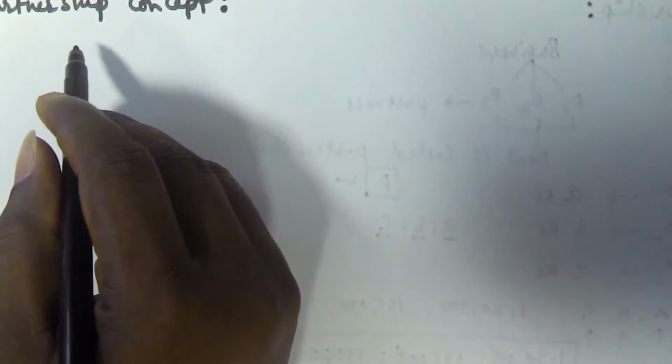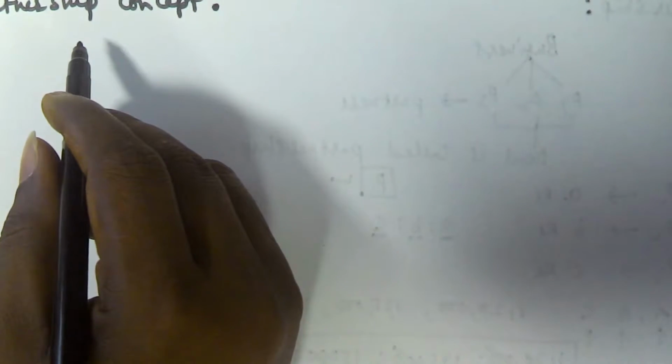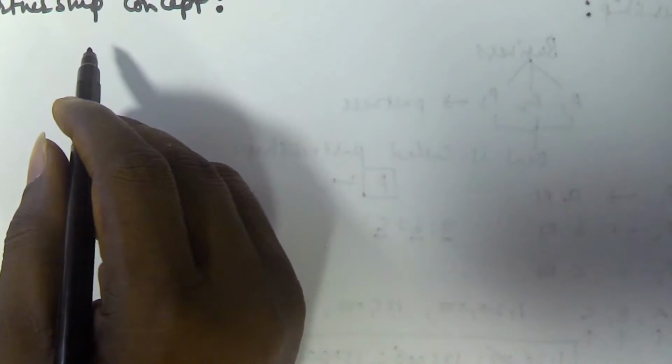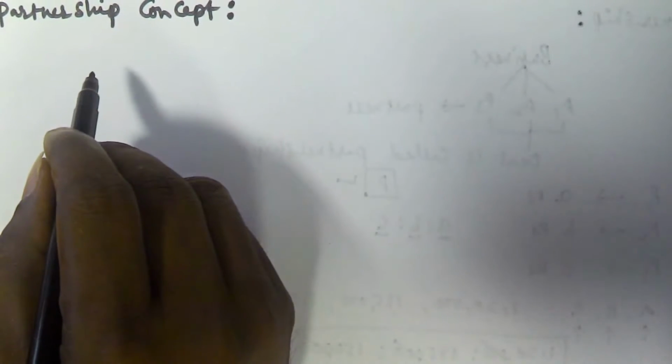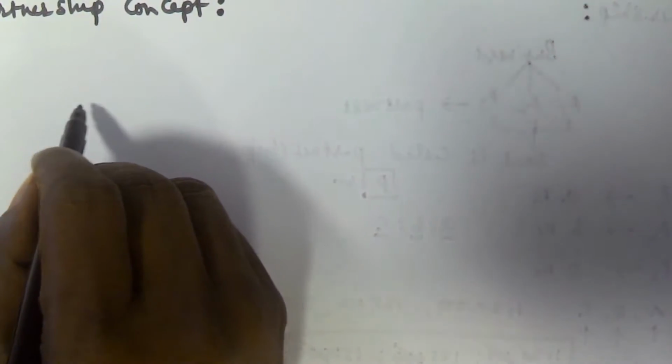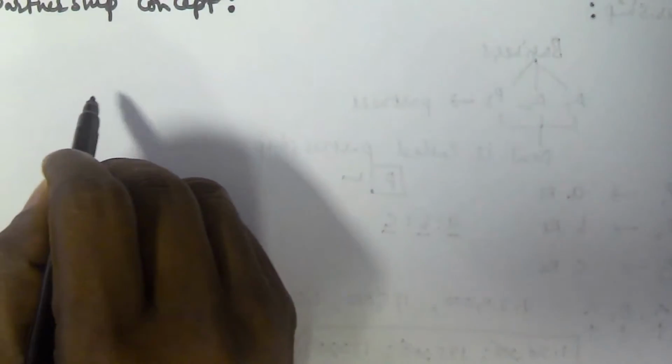Hello friends, in this video we will see what partnership is and how to solve the problems related to partnership. In the previous video we saw that if the partners invest the amount for the same amount of time, then whatever profit or loss they get is divided between them in the ratio of their investments. What if the partners invest the amount for different time periods?